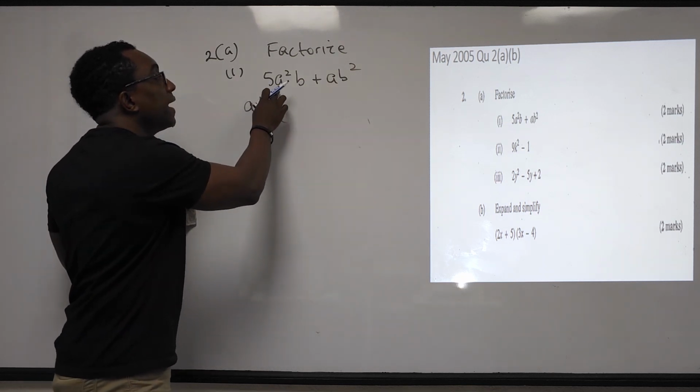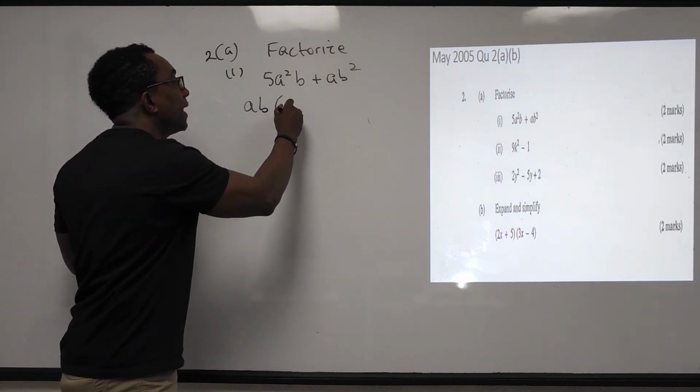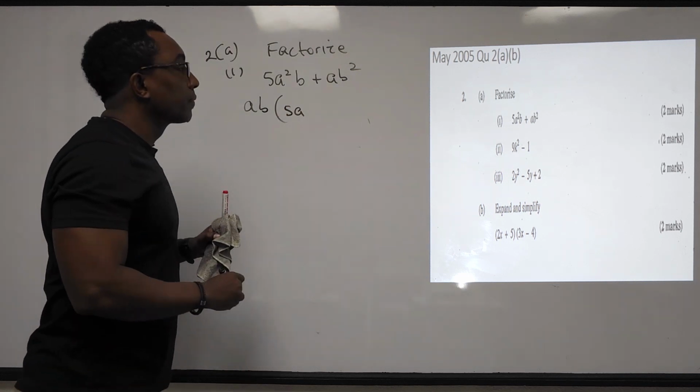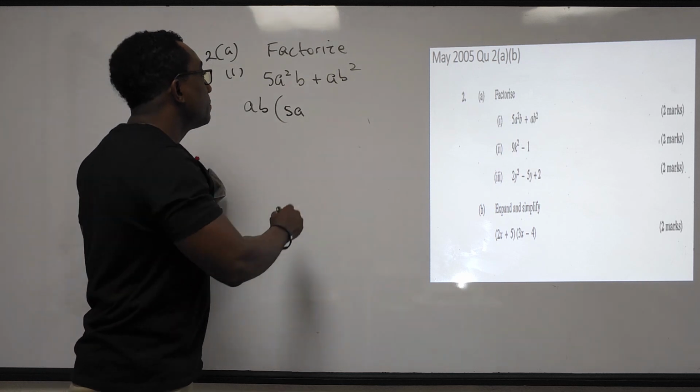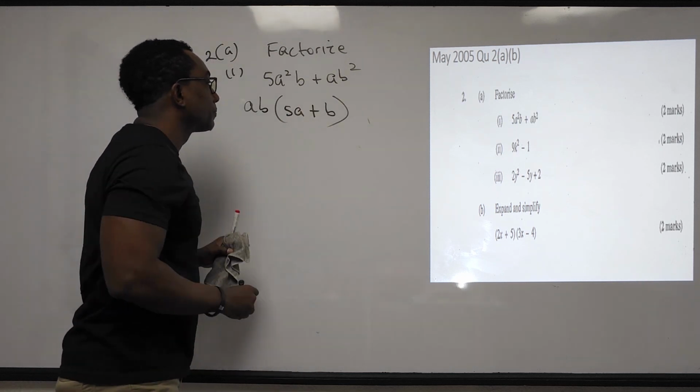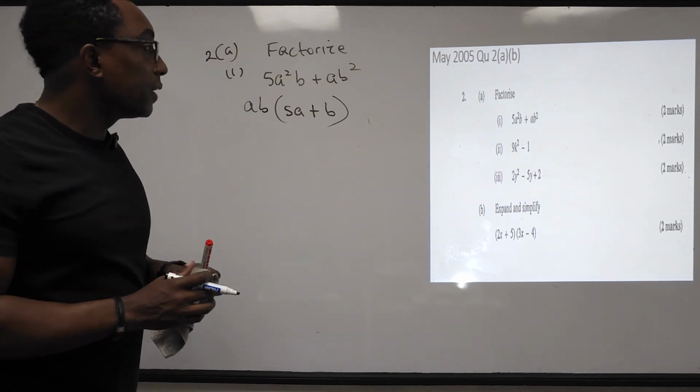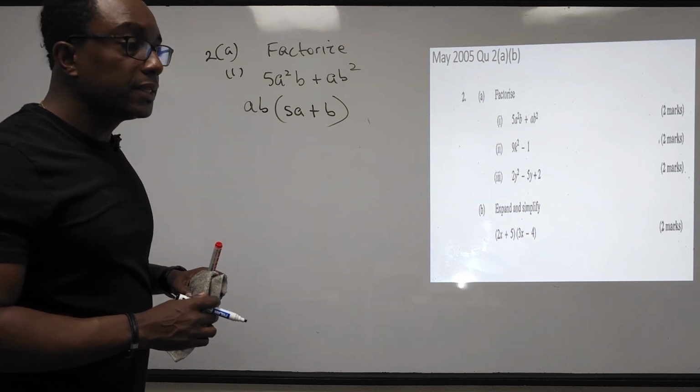So AB into 5A squared B will be 5A. And let me divide AB into plus AB squared will be plus B. So that will be our result when we divide the highest common factor into each term.